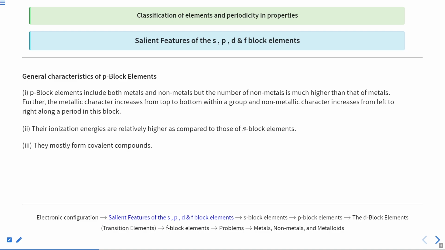Their ionization energies are relatively higher as compared to those of S block elements. Clear? The reason is very obvious, because in S block elements it is easier to gain the noble gas configuration by removing a very small number of electrons. They mostly form covalent compounds. So if we move from left to right, in S block elements they are much more metallic in nature, whereas as we move from S block to P block, left to right, the metallic character has decreased, right?